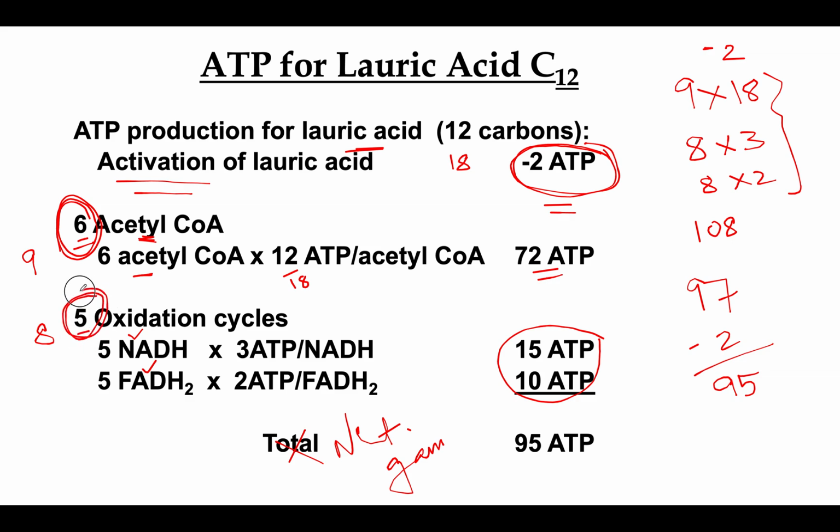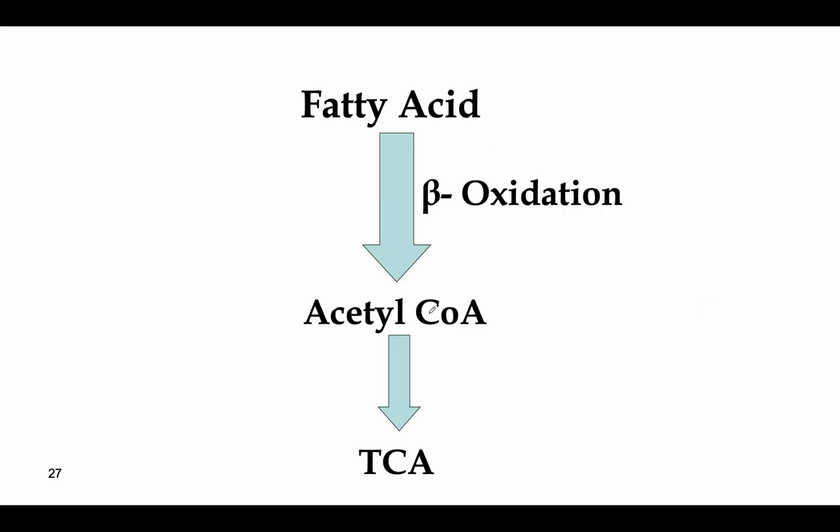People always make this mistake: first you need to calculate the number of acetyl coenzyme A molecules and also the number of oxidation cycles. And this is my bad. We should have 12 here, sorry. So 12 ATP per acetyl coenzyme A, so it will be 12 into 9, 108. So this is how you should calculate the number of ATP molecules produced from a given fatty acid.